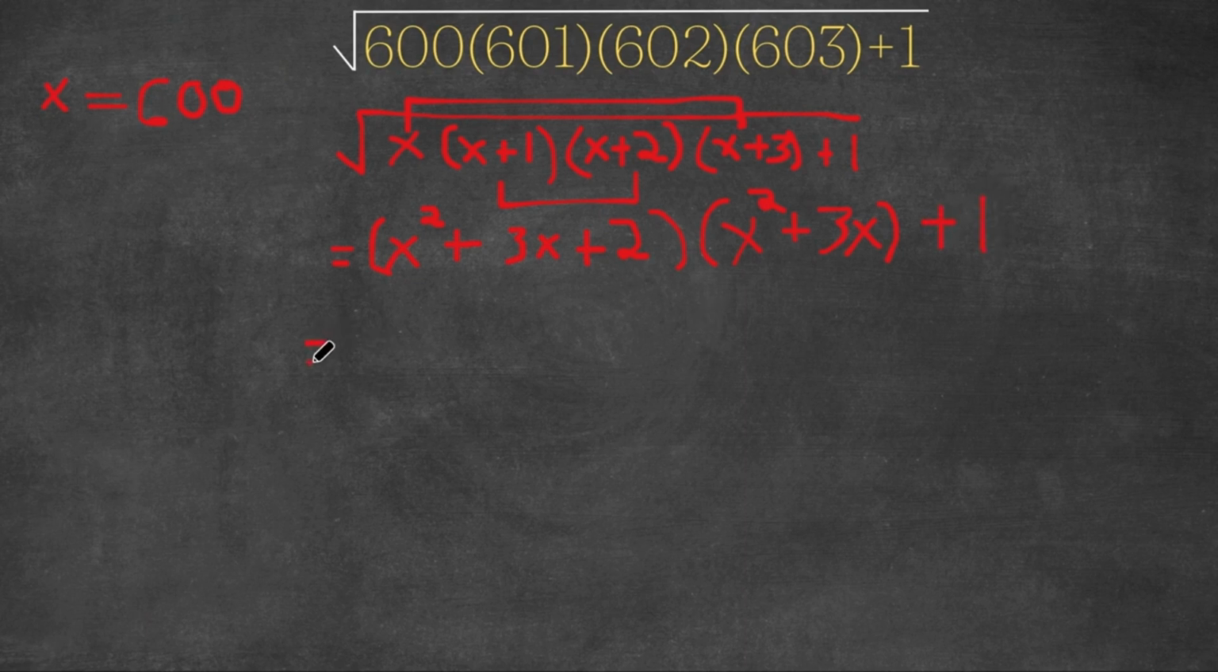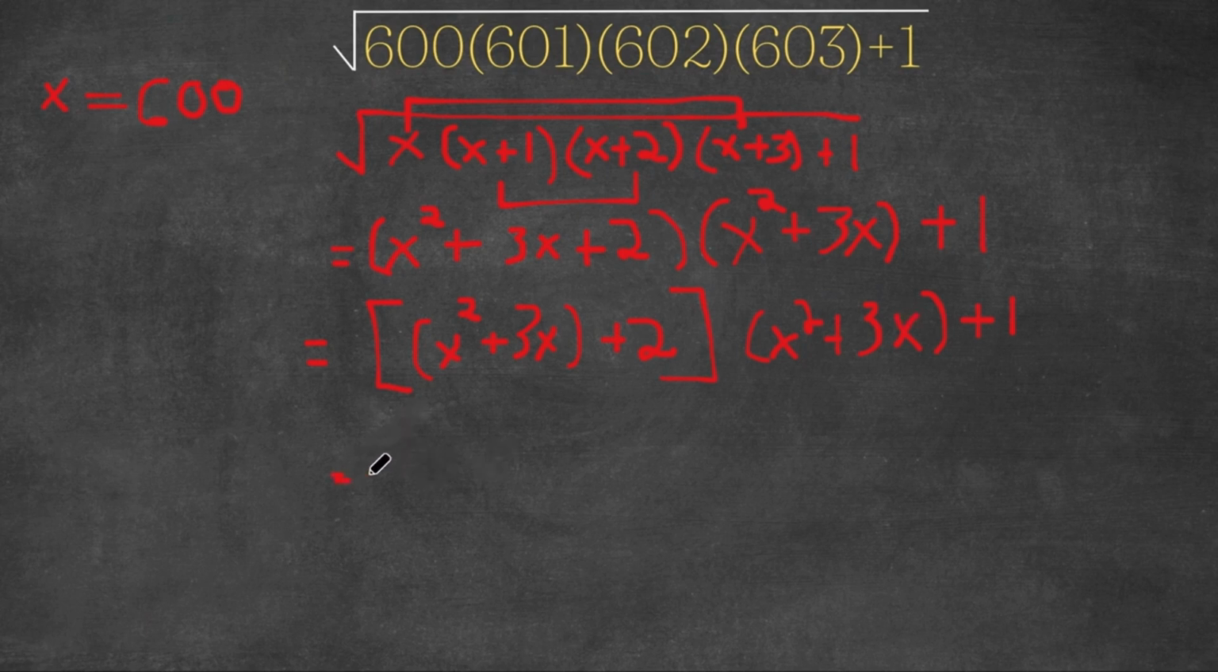Now this can also be changed to x squared plus 3x in parentheses, plus 2 on the outside, times x squared plus 3x, plus 1. So now what we're going to do is multiply this 2 with our x squared plus 3x.